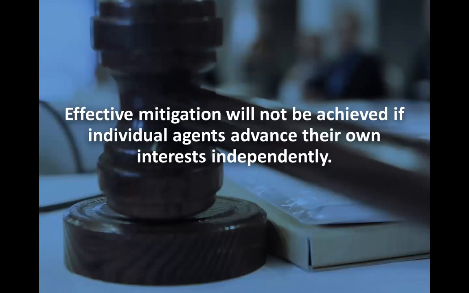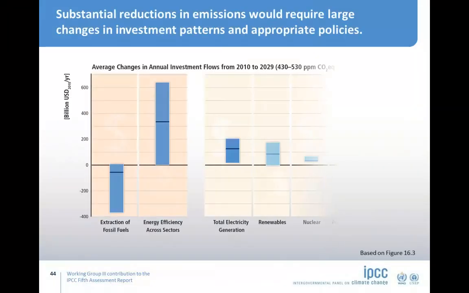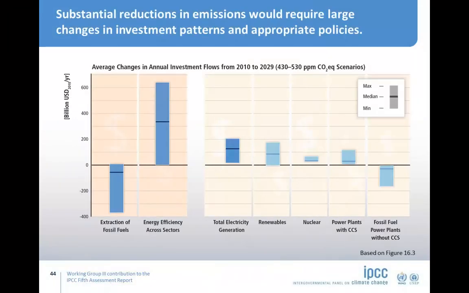And effective mitigation will not be achieved if individual agents advance their own interests independently. So the message very much from the IPCC is that governments need to work collectively. It will not work if we're trying to work independently. And yet, substantial reductions in emissions would require large changes in investment patterns and appropriate policies.